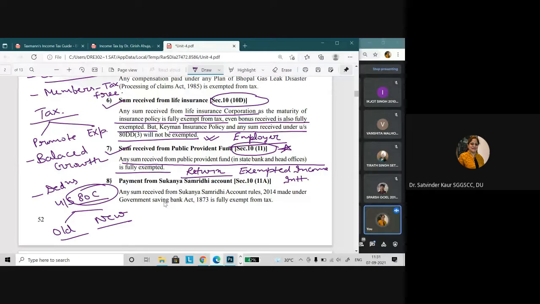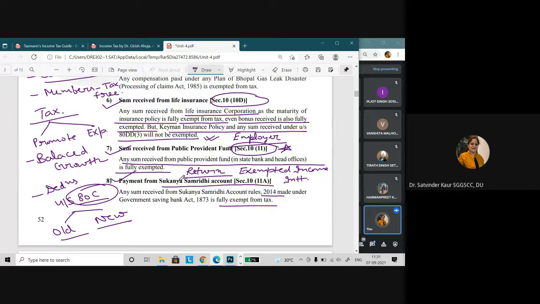Then there comes the payment from the Sukanya Samriddhi account. To encourage savings for the female child, the Sukanya Samriddhi account has been initiated by the government under a government scheme. In this case, any interest you receive from this account is going to be fully exempt from tax.